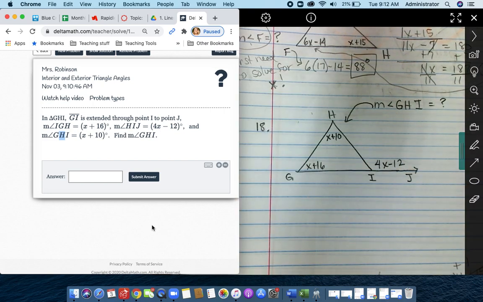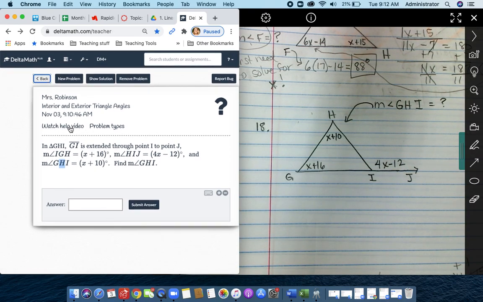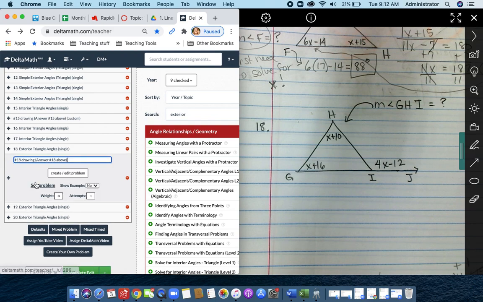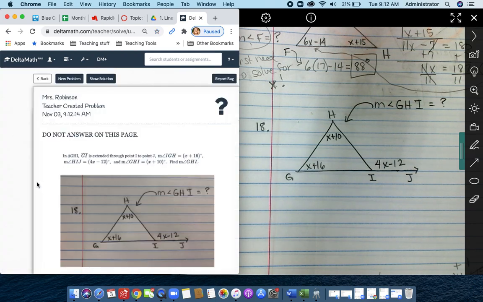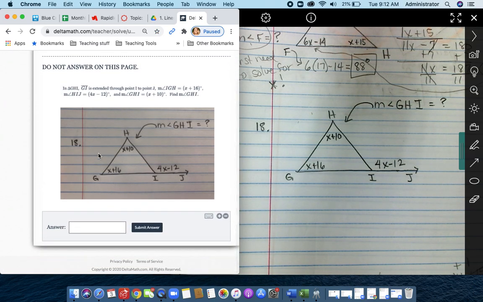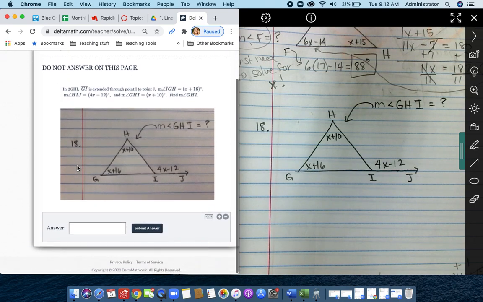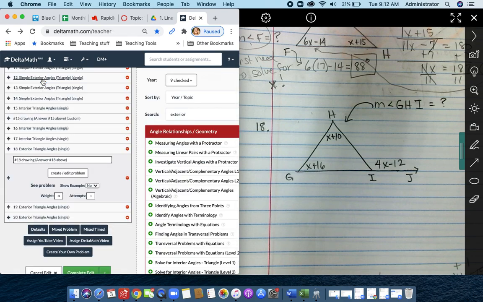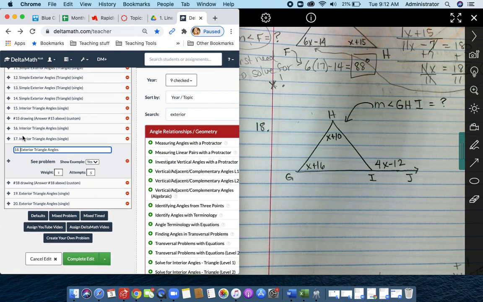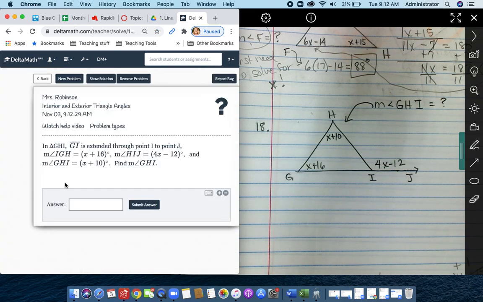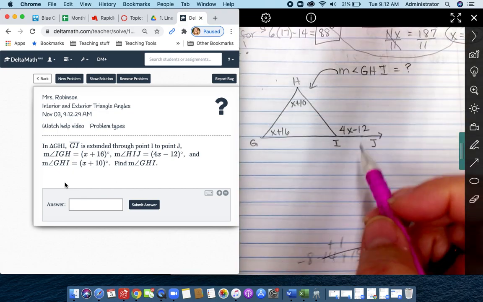Okay, so I did, by the way, this is where you will answer it. On here I did include the drawing. So exactly what I did on paper, I just took a picture of that and embedded it. And we're going to go ahead and go back and solve and answer it here where it says 18. All right, so let's talk about it. So what do we know?